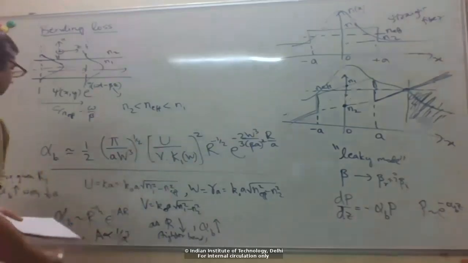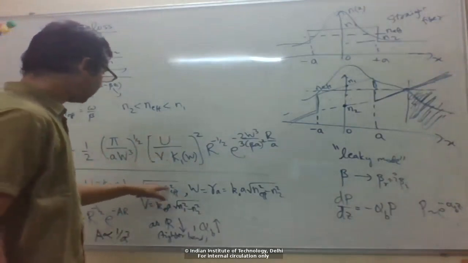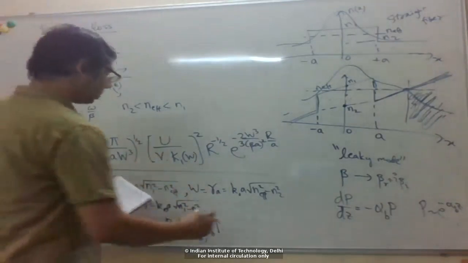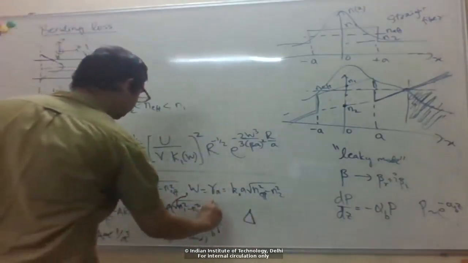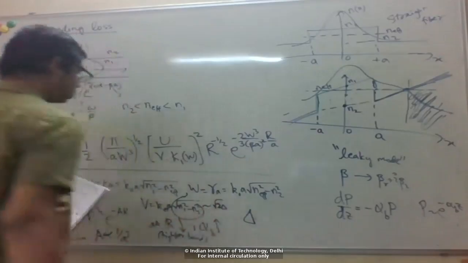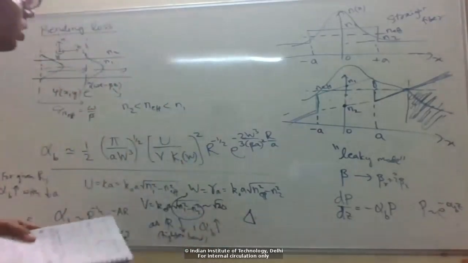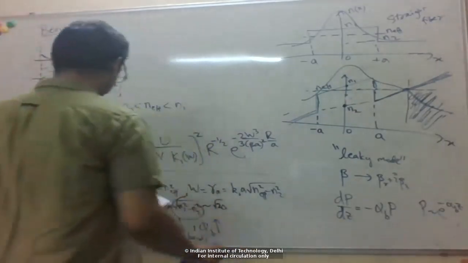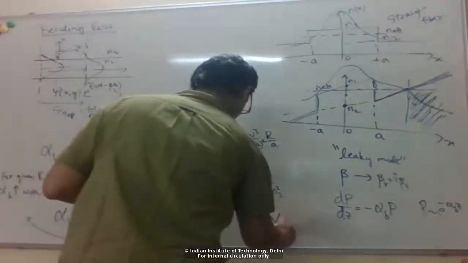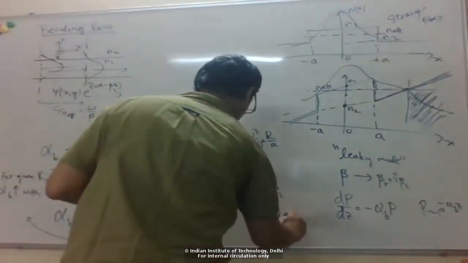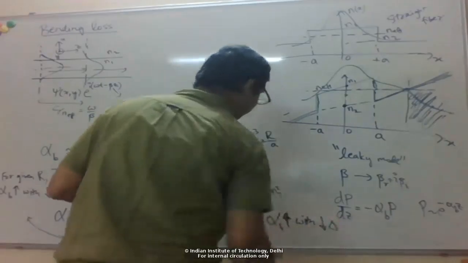And finally, there's also a dependence on, so this U and V depend on the index difference, right? So delta, basically. This is, you remember, square root of 2 delta. So the dependence on delta is that, again, the bending loss goes up with decreasing index contrast.